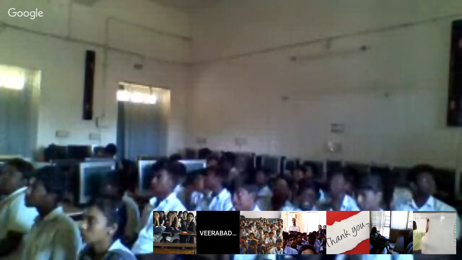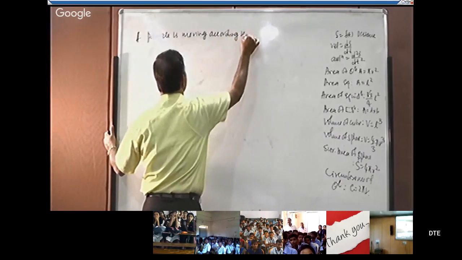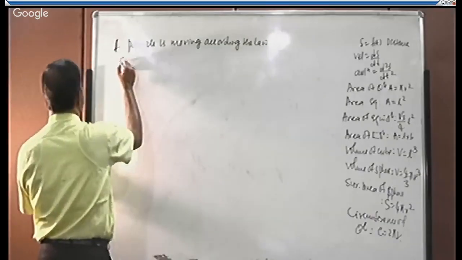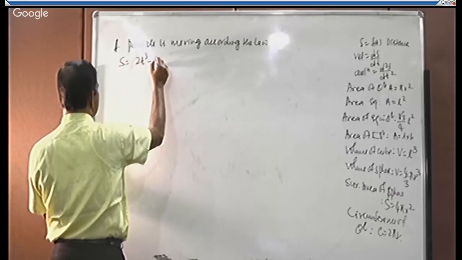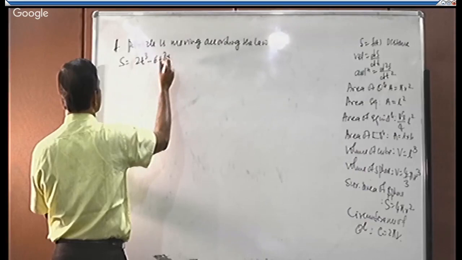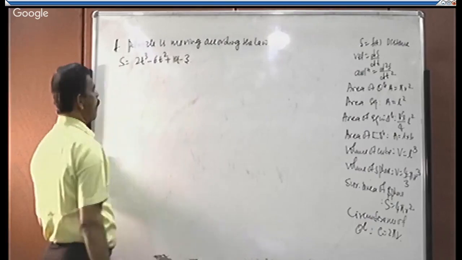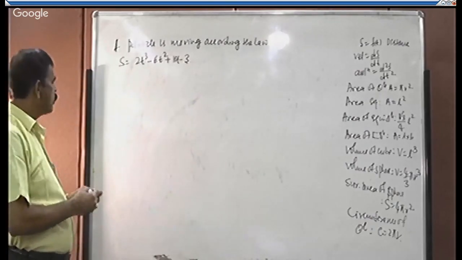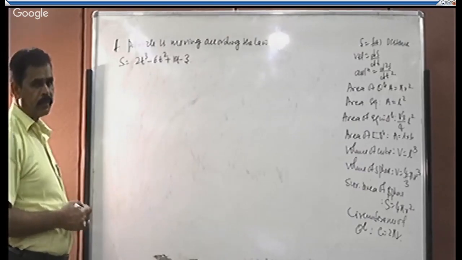A particle is moving according to the law S is equal to 2t cube minus 6t square plus 10t minus 3. 2t cube minus 6t square plus 10t minus 3.